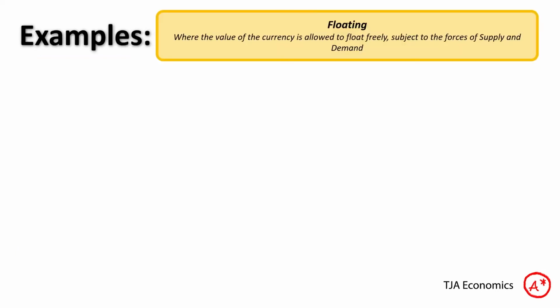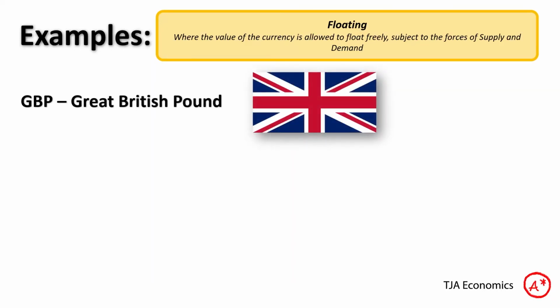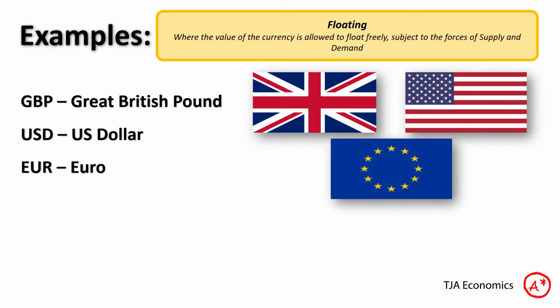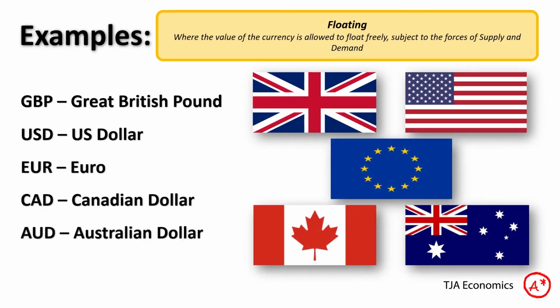We've got some examples here of floating currencies. These are currencies, as we see, that are allowed to float freely, subject to the forces of supply and demand. Our first one then, GBP, the Great British Pound, as you might know, the dollar, the euro, the Canadian dollar, and the Australian dollar. Five of the world's most important currencies, all of which float freely. And that might be because they're used in a lot of transactions to transport goods and services. In any case, they all float freely.